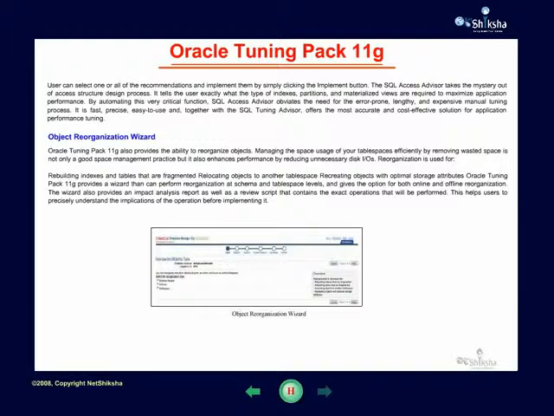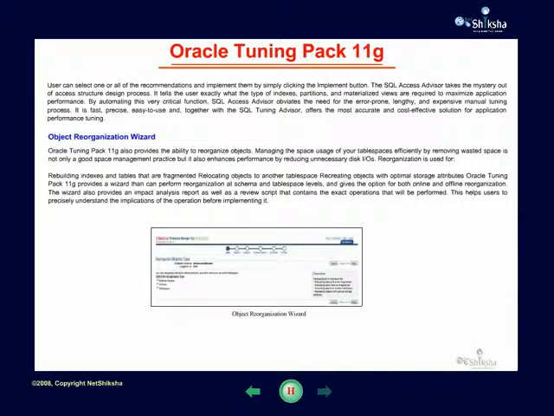By automating this very critical function, SQL Access Advisor obviates the need for the error-prone, lengthy, and expensive manual tuning process. It is fast, precise, easy to use, and together with the SQL Tuning Advisor, offers the most accurate and cost-effective solution for application performance tuning.